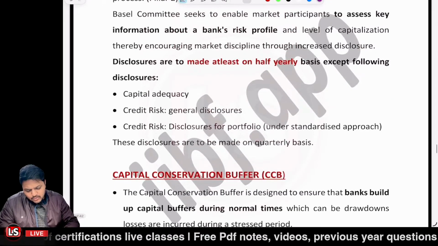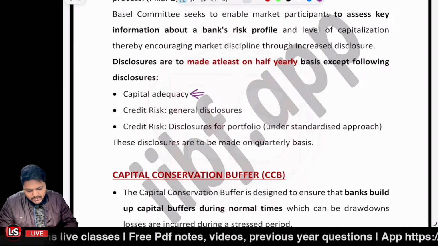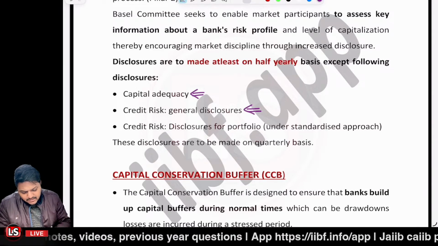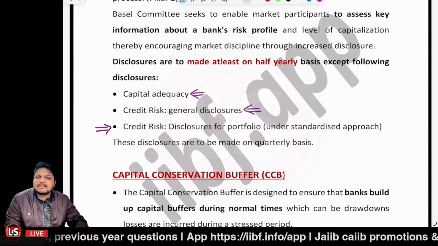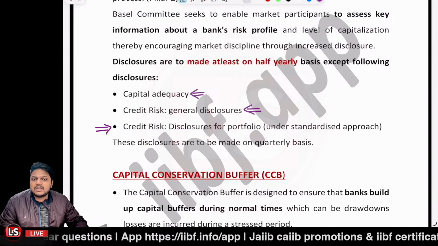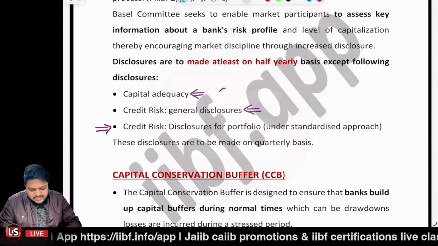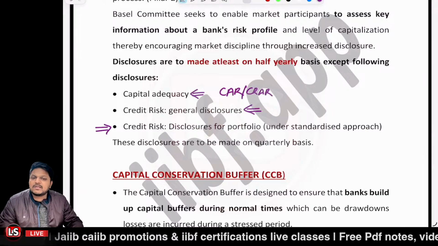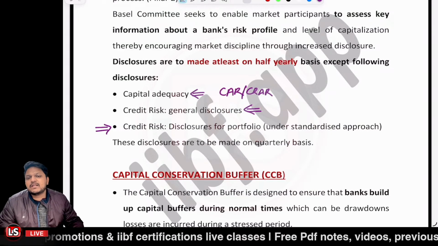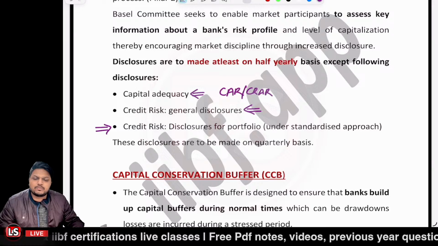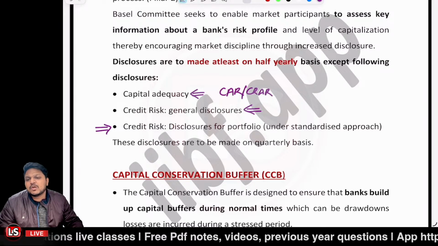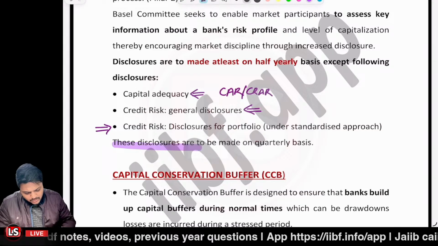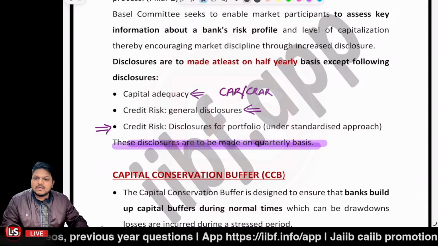One exception is capital adequacy, which is to be done on a quarterly basis. Credit risk general disclosure is also quarterly, and credit risk disclosure related to the portfolios under the standardized approach is also to be done on a quarterly basis. So one is the CAR or CRAR value, second is the credit risk general disclosure, and the third is the credit risk disclosure of the portfolio. These are to be done quarterly, else all are to be done half yearly. Kindly make a note of it. You should know this. Is that clear to you?